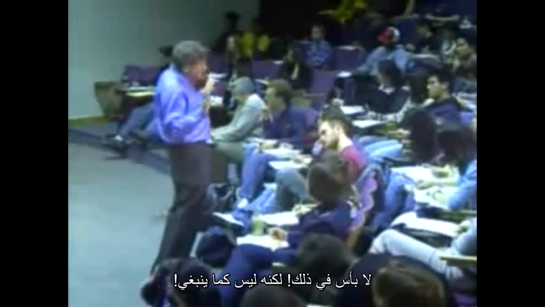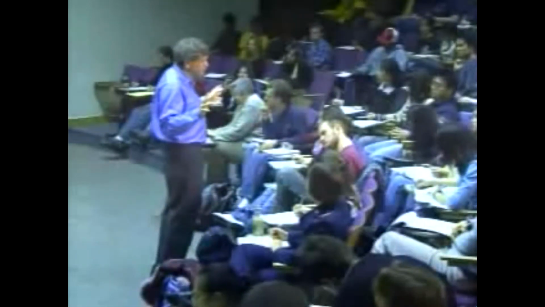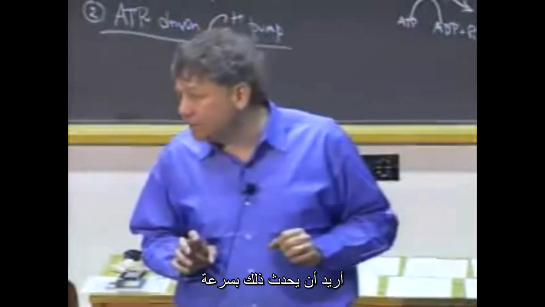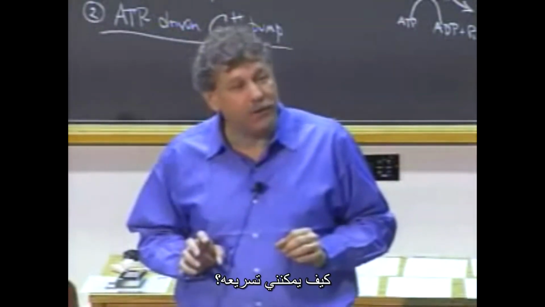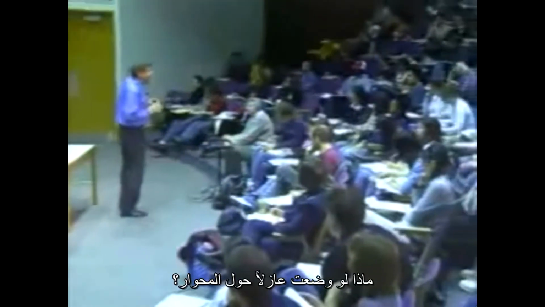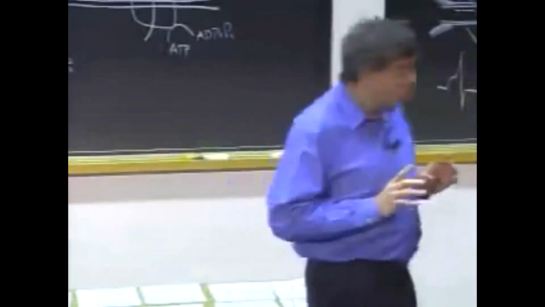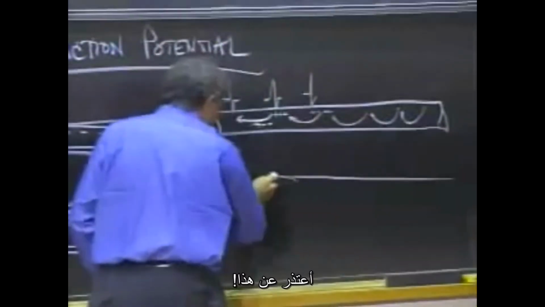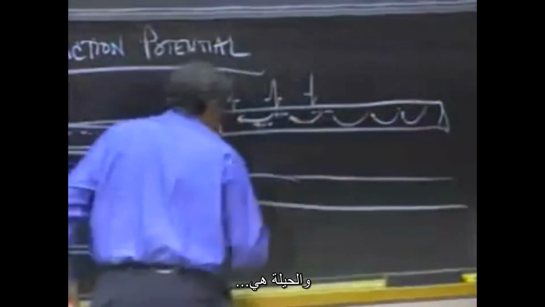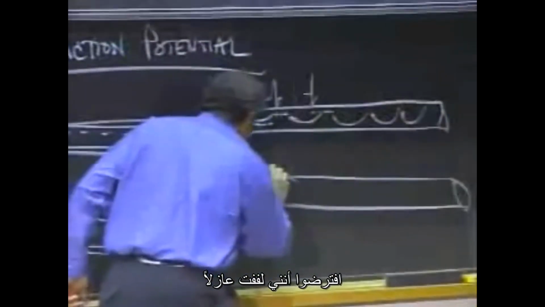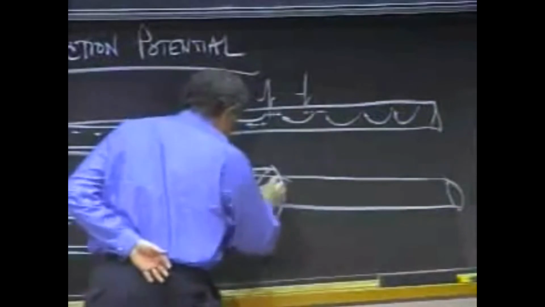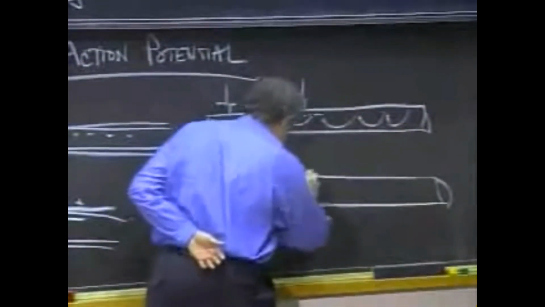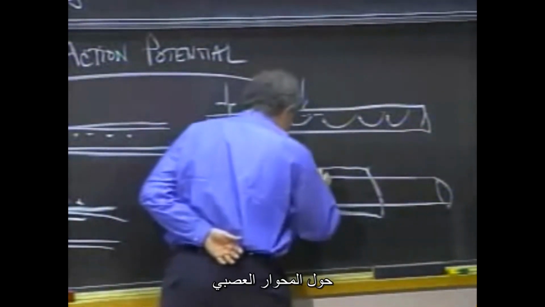And it's okay, but not good enough. I'd like it to go faster. How can I make it go faster? How about put an insulator around it? Turns out that with one little trick, I can speed this up dramatically. The trick is, suppose I were to wrap some insulator around the axon.